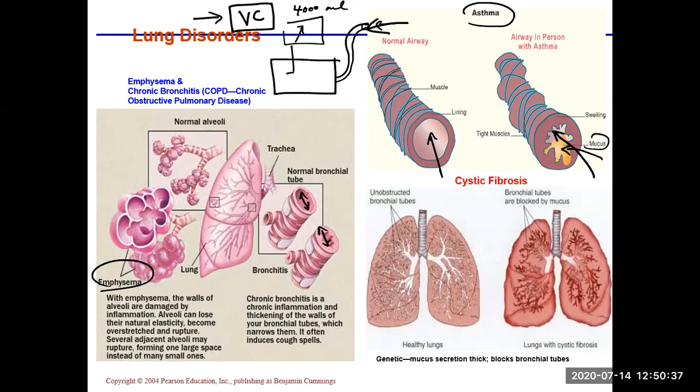hypoventilation, hypoxia, which is lower availability of oxygen, respiratory acidosis. Now the acid and base is not going to be monitored as well. All right, so all of those could be potential problems.